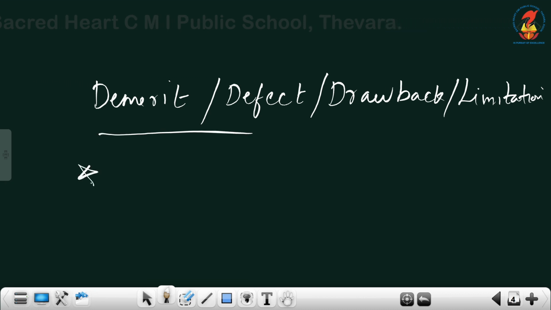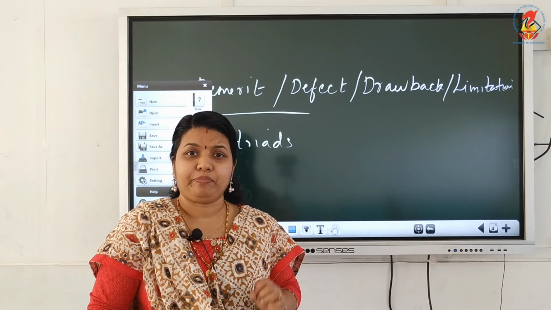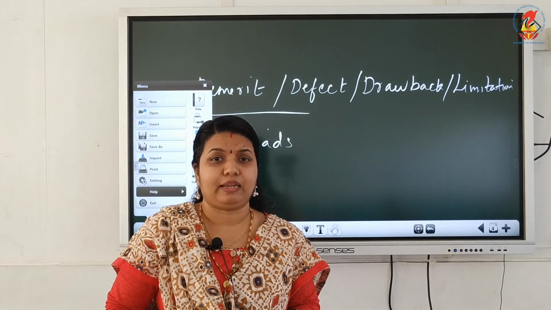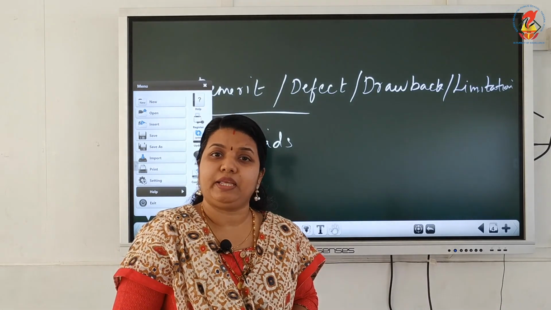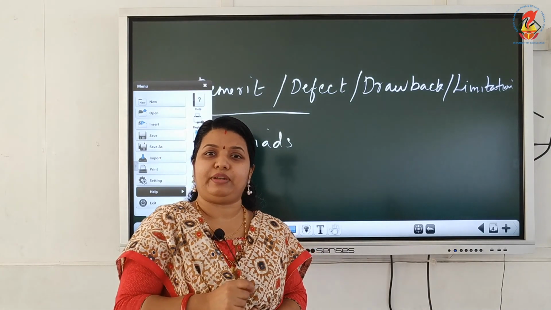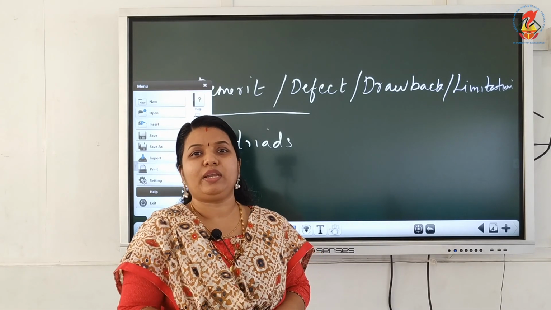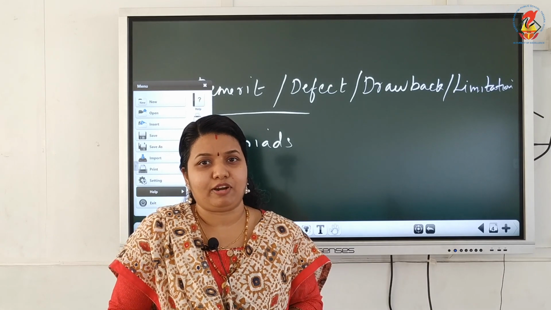The answer is that he could identify only 3 triads. Dobereiner could identify only 3 triads from the known elements at that time. At the time of Dobereiner, 30 elements were known, but he could identify only 3 triads. That means he could classify only 9 elements. 3 triads means 3 into 3, 9 elements. Only 9 elements were classified. He couldn't group the remaining 21 elements.